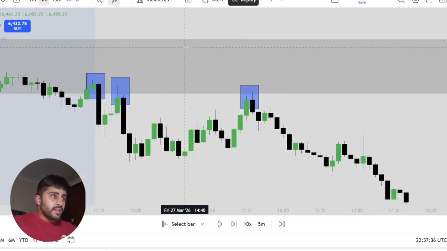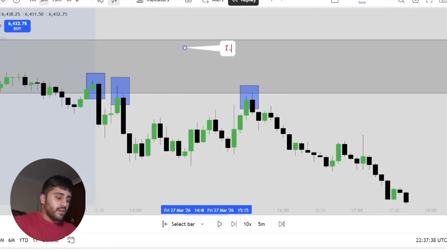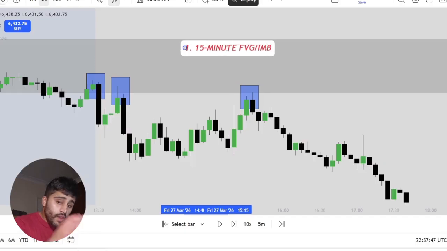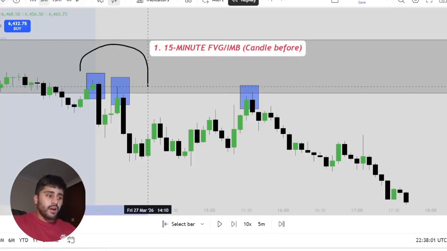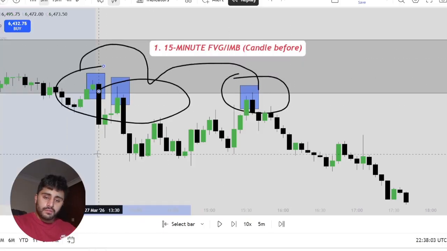I'm going to keep the answers up on the screen so you can understand this in real time. I've just shown you we're at a 15-minute imbalance, or a 15-minute fair value gap or imbalance, and we choose the candle before. That's important to understand. By choosing the candle before, you're giving yourself a better chance of catching these entries, or at least understanding how they work.